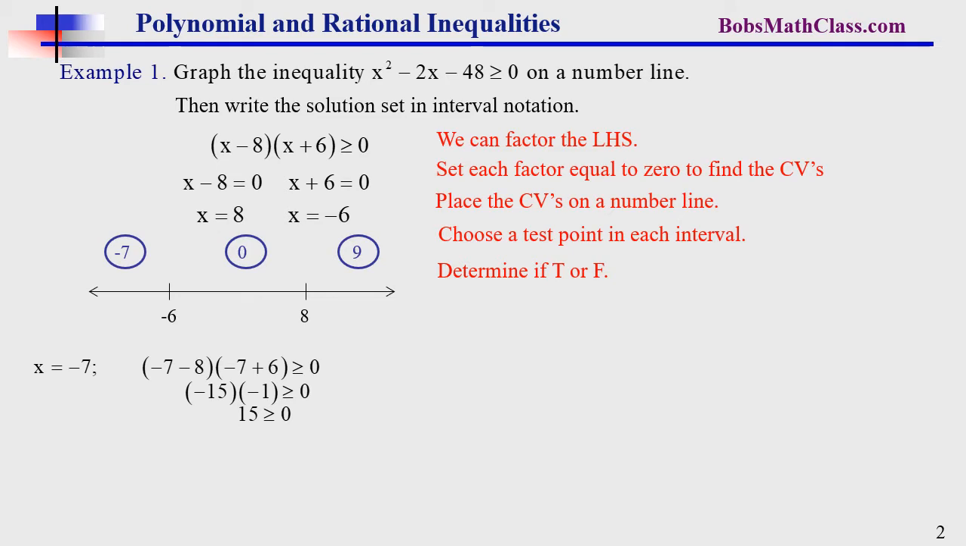Now I already showed the work here. So I'm replacing x with negative 7, so that gives us negative 7 minus 8, negative 7 plus 6. Negative 7 minus 8 is negative 15, negative 7 plus 6 is negative 1, then multiply the two numbers. Negative 15 times negative 1 is 15.